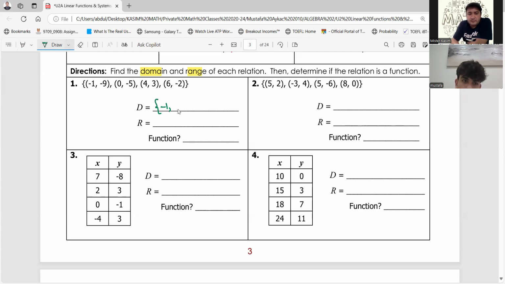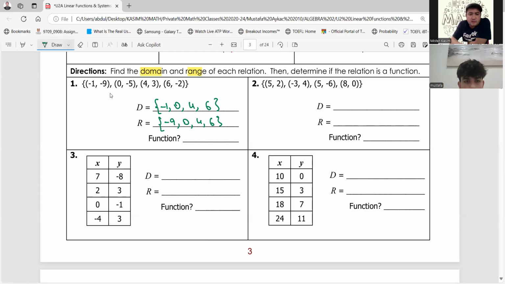The domain is -1, 0, 4, and 6, right? Those are the x values. Then how about the y values? They are -9, 0, 5, and 6. Is it a function?